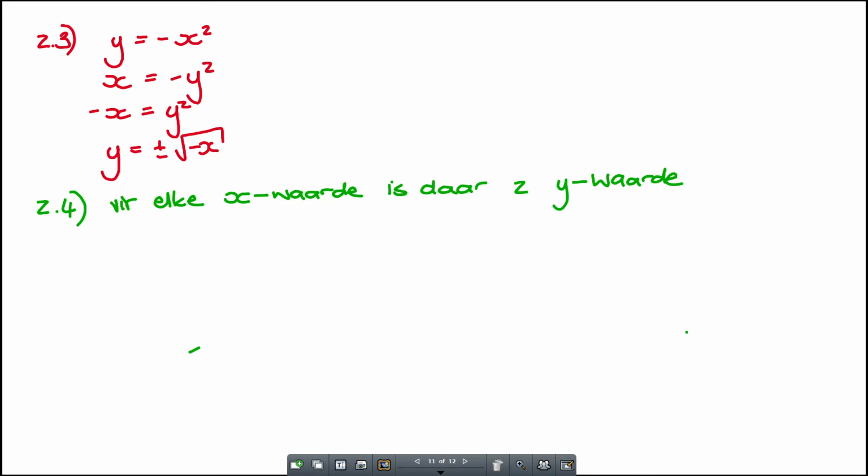Okay, and then they said put a restriction on the domain, op die definisieversameling, né? So as ek daai definisieversameling moet gaan beperk, gaan ek sê x moet wees kleiner en gelyk aan 0 of x moet wees groter en gelyk aan 0. You could have used any one of those two. Okay, so if I restrict f, the original one, then the inverse would have been a function. Any questions?